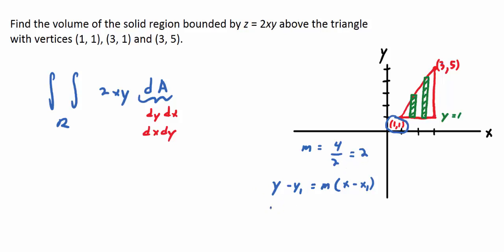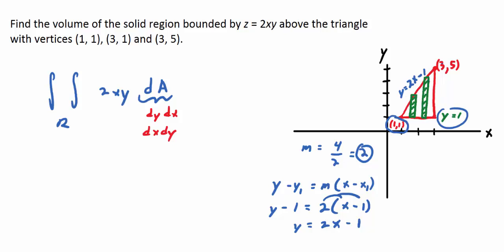So filling in, we get y minus 1 equals 2 times the quantity x minus 1. If you multiply this out, you get 2x minus 2. But then if you add 1, you get 2x minus 1. y equals 2x minus 1. So the upper function here is y equals 2x minus 1. The lower function is y equals 1. These represent your lower and upper limits of integration, the right-hand sides of these equations.